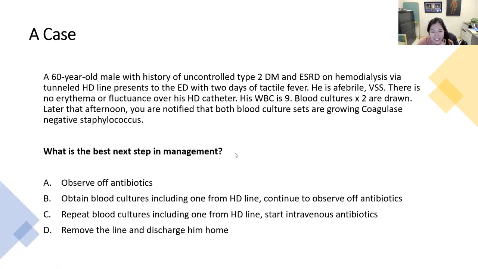Yes, I would agree. He still needs his HD line, so hopefully we aren't removing his line without a plan to replace it. And yeah, C is probably what I would err on the side of doing. Repeating cultures can always be helpful if you're not sure whether a bacteria isolated is a true pathogen. And given that he's already growing something from 2 different sets of blood cultures, I would probably err on the side of starting antibiotics for this person. Cool.